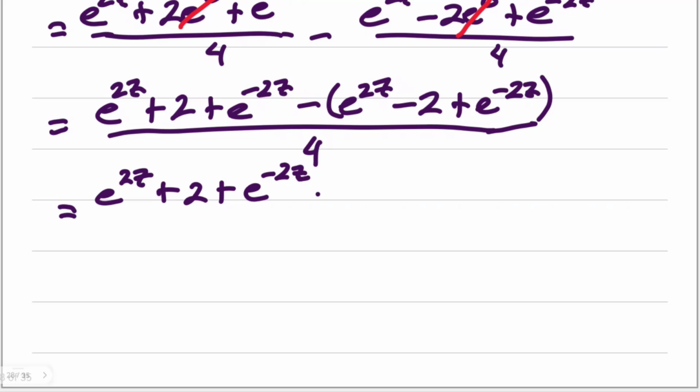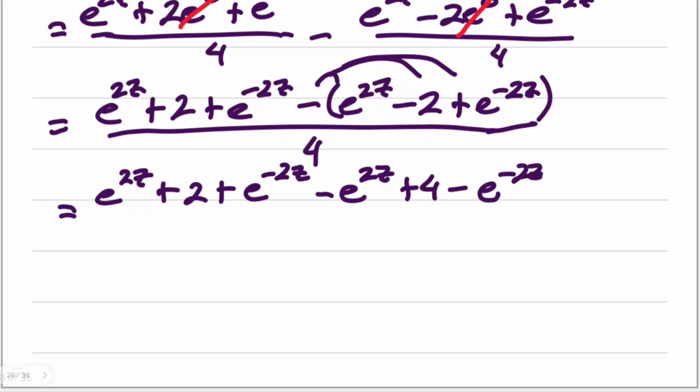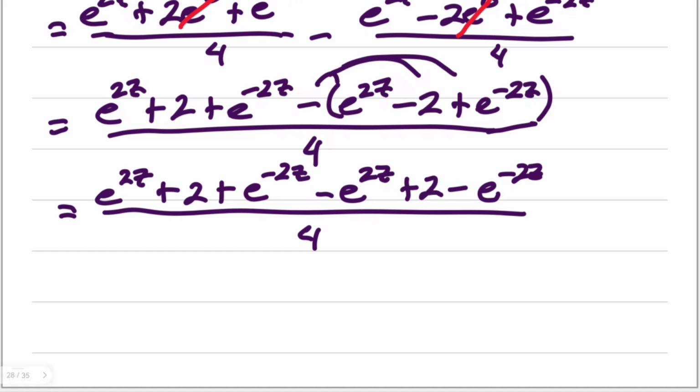The next term would become minus e to the power of 2z. This becomes plus 4 by distributing the negative sign. And finally, minus e to the power of negative 2z, all over 4. Sorry, plus 2 rather. Plus 2, my bad.